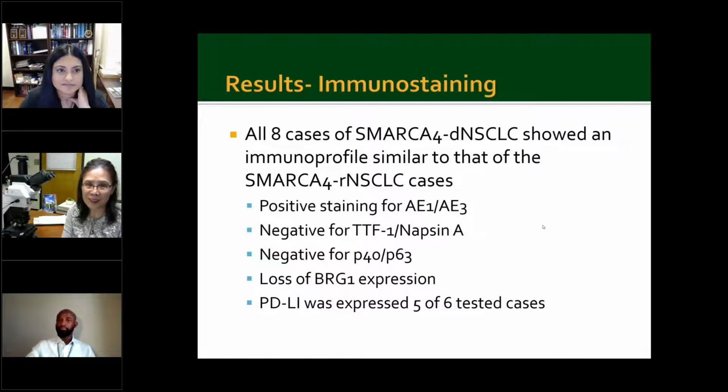Hello, we have not validated SMARCA4 and BRG1, but we are trying to do that recently, but it needs time to validate. And in our institute, the NGS panel has the BRG1 gene. So if your institute has a broad panel for NGS testing, you may use the NGS.